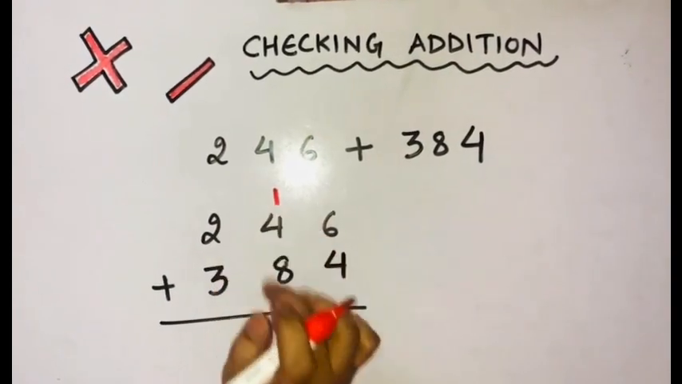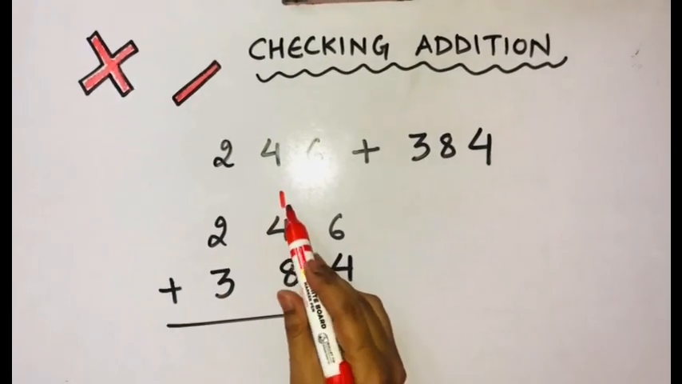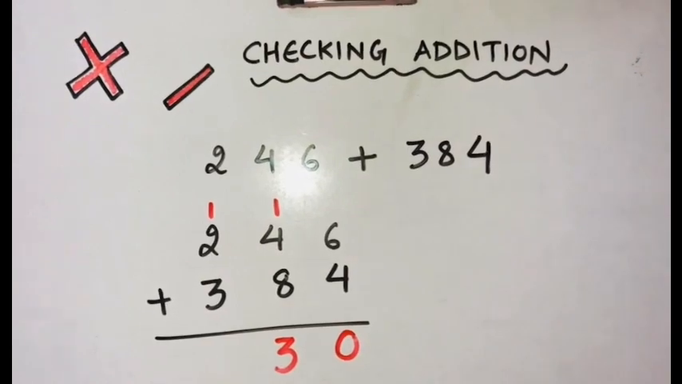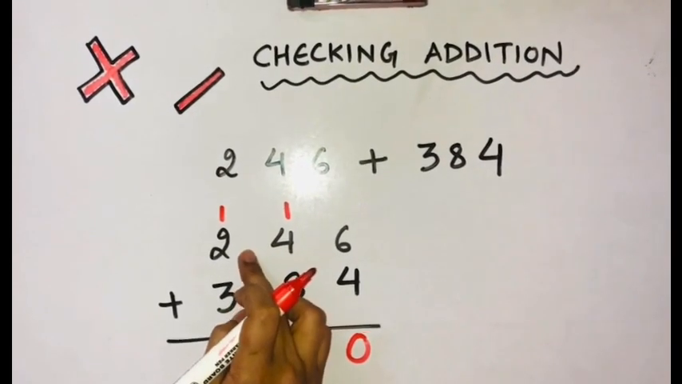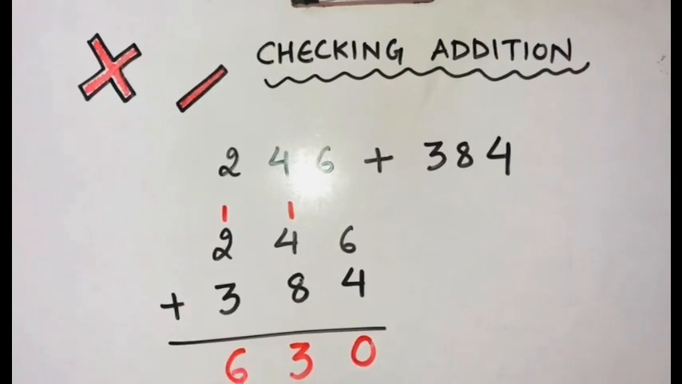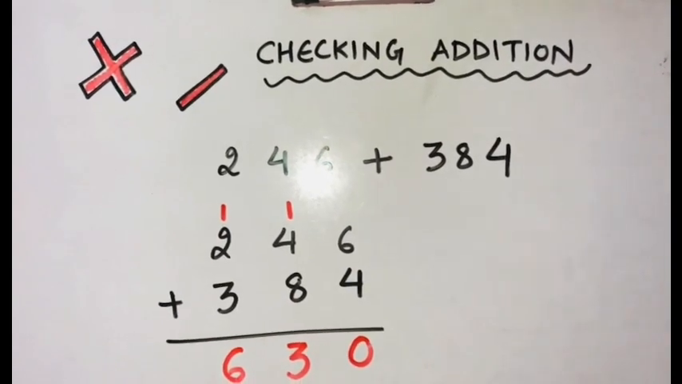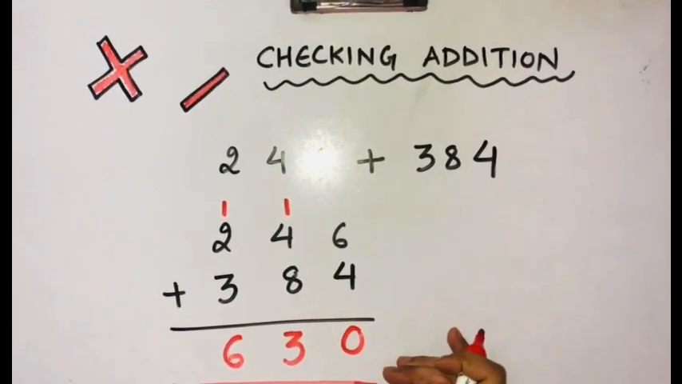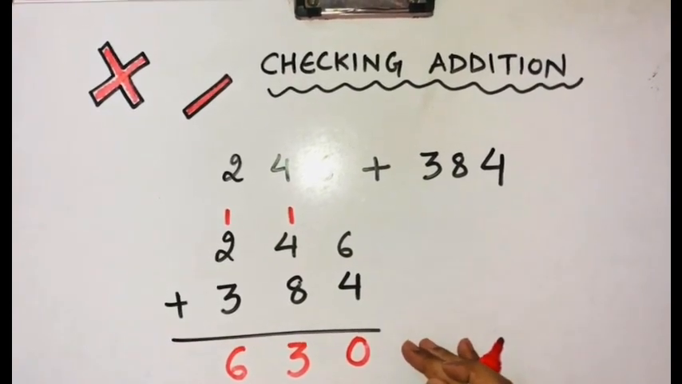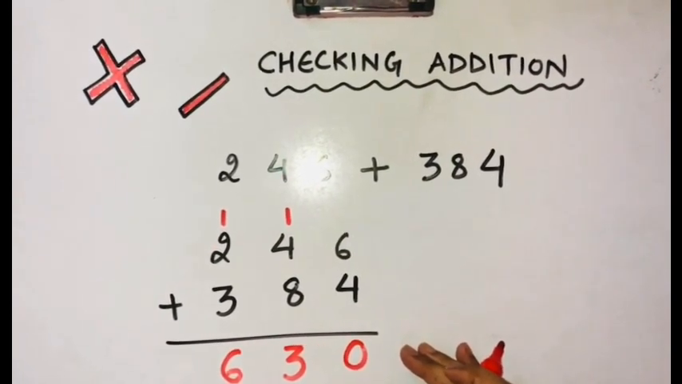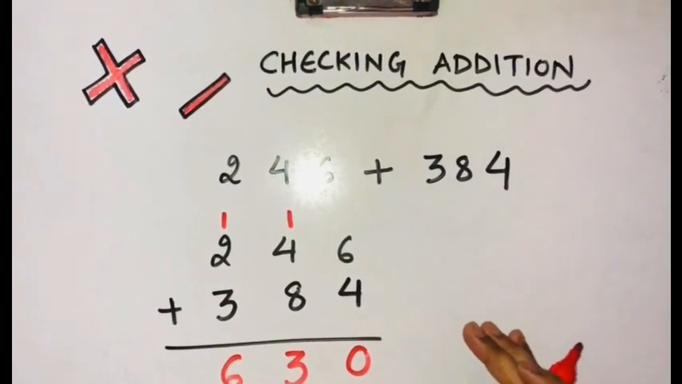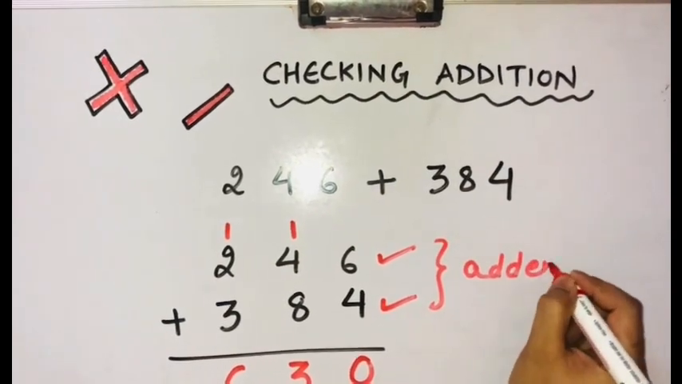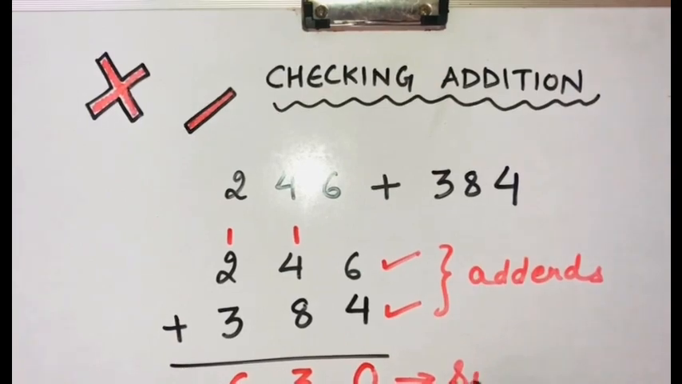We'll carry 1 this side. Then 8 plus 4 plus 1 is 13. So 1 we'll carry here and 3 we will write here. Then 3 plus 2 is 5 plus 1 is 6. So here we got the answer 630, which we usually get correct. But what if we want to check whether the answer is correct or not? So in that case, we are supposed to subtract one of the addends from the sum. These are called addends. And the answer which we got is called sum.